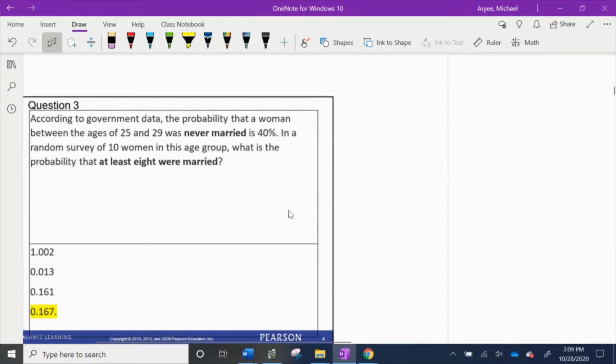Sometimes when you're reading the question, know the type of question that we have. So question 3, by reading, I see that question 3 is binomial. Now, because it's binomial, we need certain information. So we need to know what n is. They had 10 women, so the n is 10.